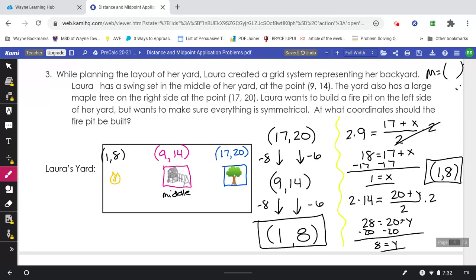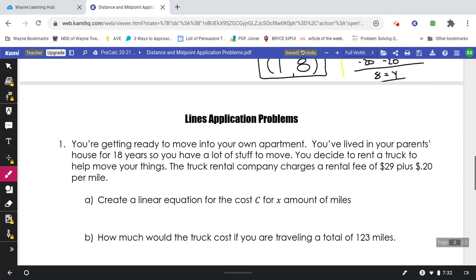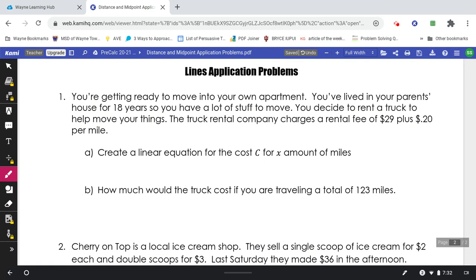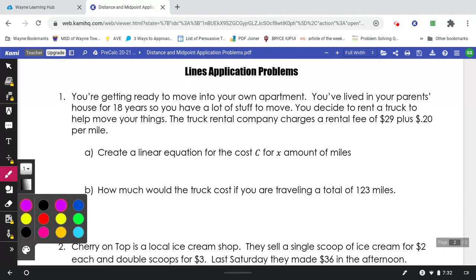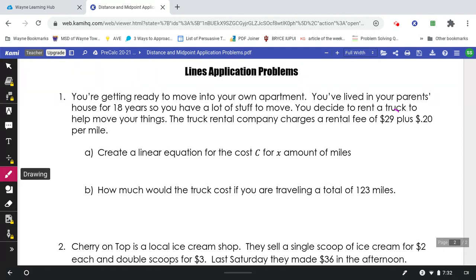Okay, for the next slide, this is all about lines. So this is going to be a little bit simpler. You're getting ready to move into your own apartment. You've lived in your parents' house for 18 years, so you have a lot of stuff to move. You decide to rent a truck to help move your things. The truck rental company charges a rental fee of $29 plus 20 cents per mile. $29, that's a one-time fee, and then 20 cents per mile.